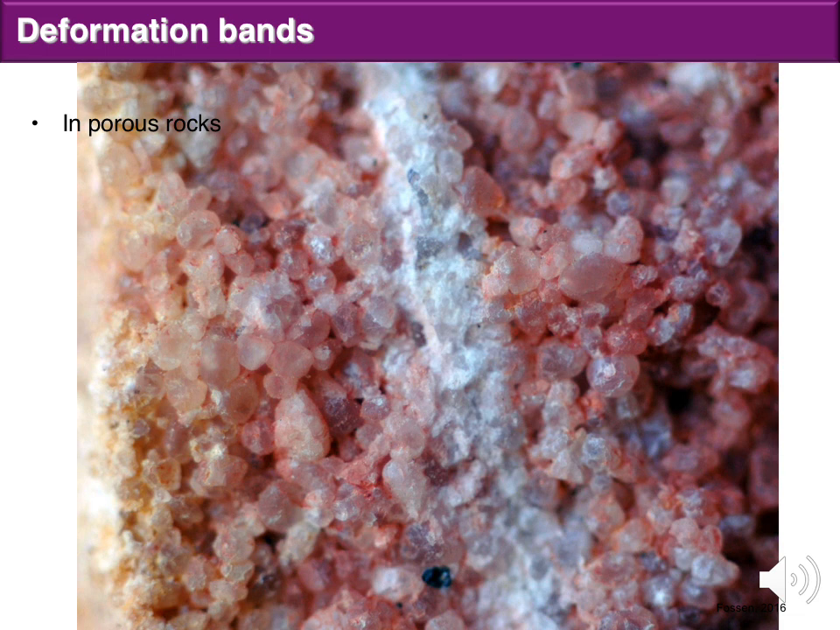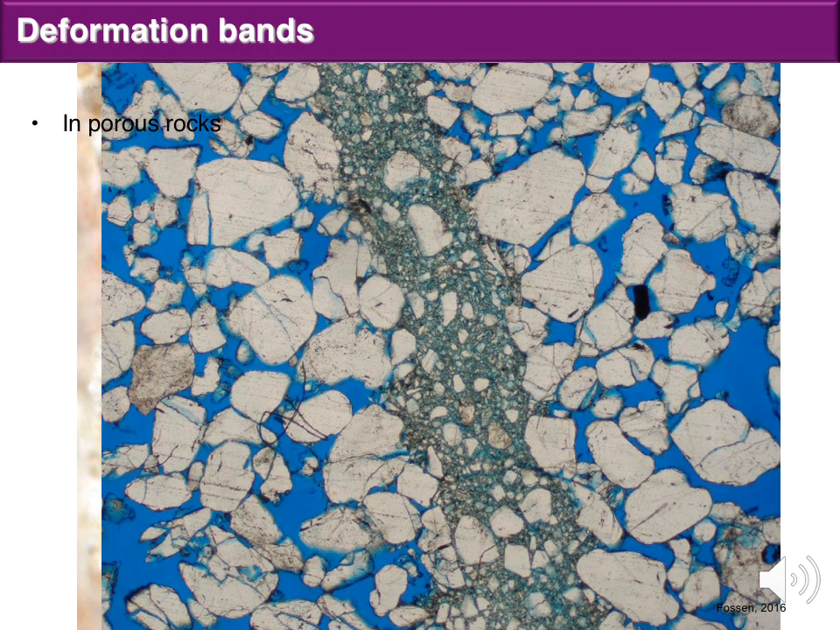And if we look at this sandstone here, there's a deformation band white in the middle. And if we look at that under the microscope in thin section, we can see how the original grains are fractured into very small grains that are packed tightly together, reducing the porosity and therefore the permeability.